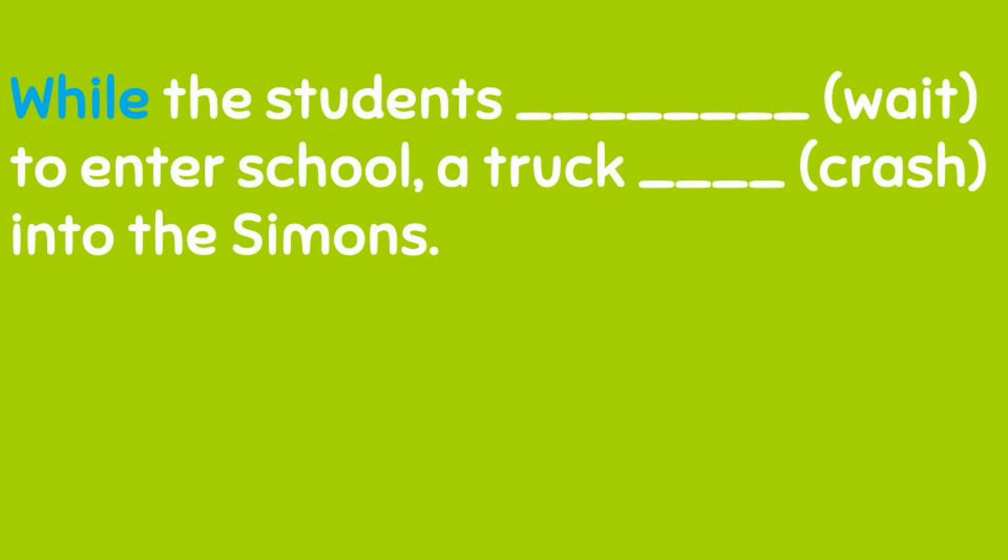This time we have our subordinate conjunction while. So we know that the action after it is our longer action, which will be in our past progressive, past continuous tense. While the students were waiting to enter the school, a truck crashed into Simon's. So it was a simple past tense because, again, a crash took a little bit.